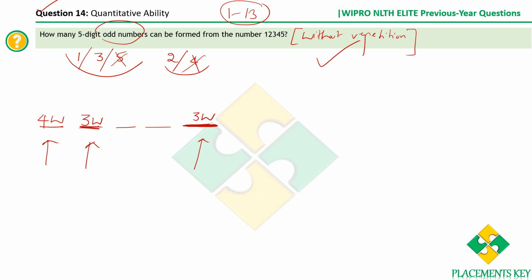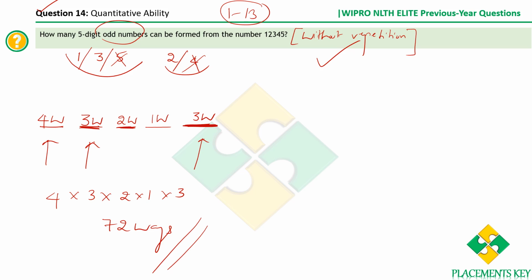Out of the 2 remaining numbers, any one of them can come here. Therefore, this can be filled in 2 ways. Similarly, this can be filled in 1 way because repetition of digits is not allowed. Therefore, the total number of 5-digit odd numbers possible without repetition is 4 into 3 into 2 into 1 into 3. How much is it? 4 3s are 12, 2s are 24, 3s are 72. So 72 such numbers are possible without repetition.